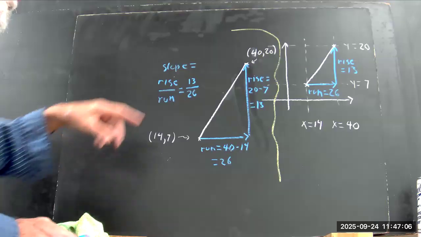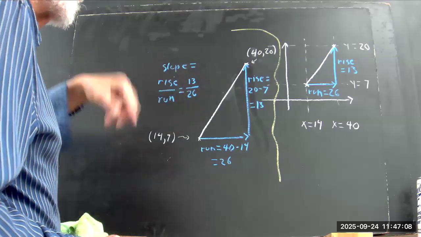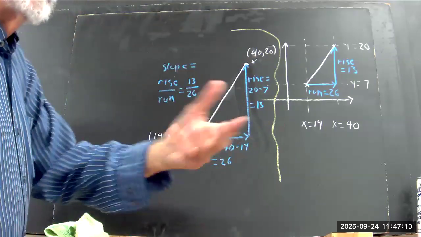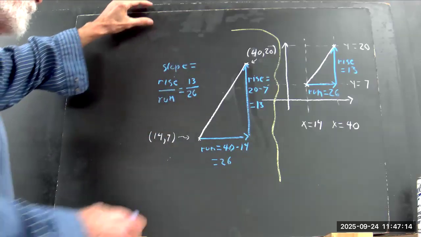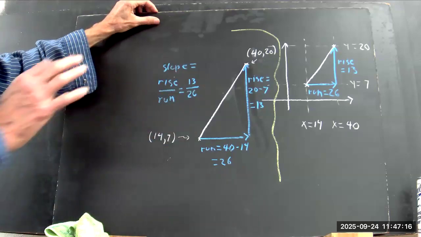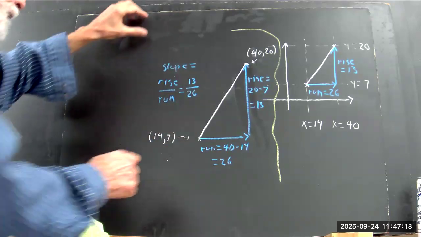Okay, so slope is rise over run, which is 13 over 26. Well, you have your own numbers, and everybody pretty much had the right numbers there. Just didn't organize it quite in the way.